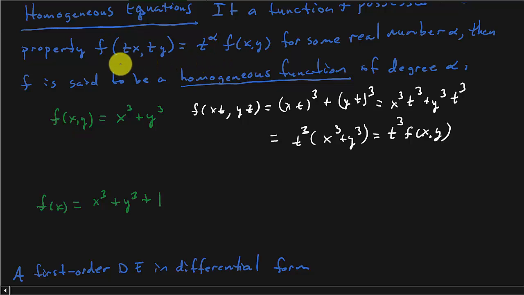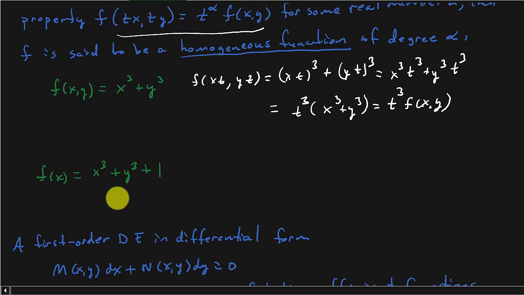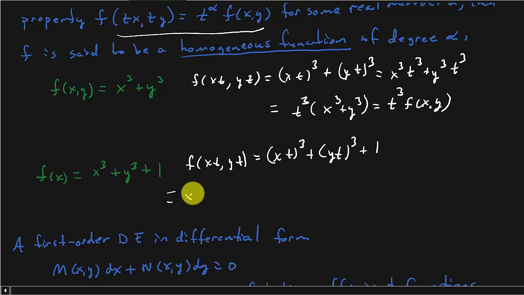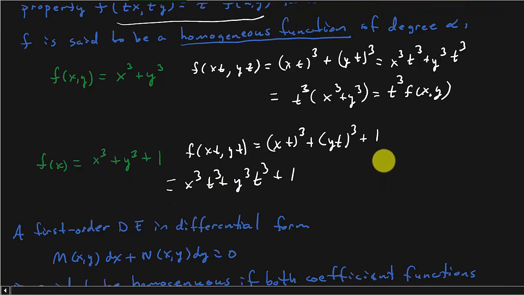The x cubed plus y cubed is f of x, y, and it's in this form here, t to the alpha. In this case, alpha is 3, so this is a homogeneous function. But this one is not. If you take f of xt, yt equal to (xt) cubed plus (yt) cubed plus 1, that's going to be x cubed t cubed plus y cubed t cubed plus 1. There's nothing you can factor out there, so that's not a homogeneous function.